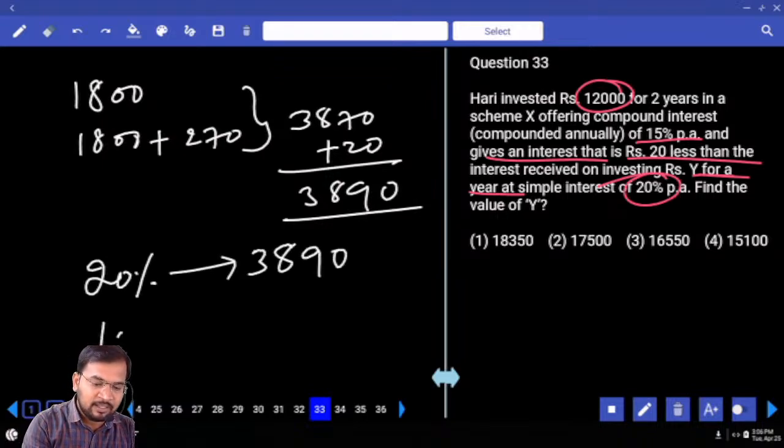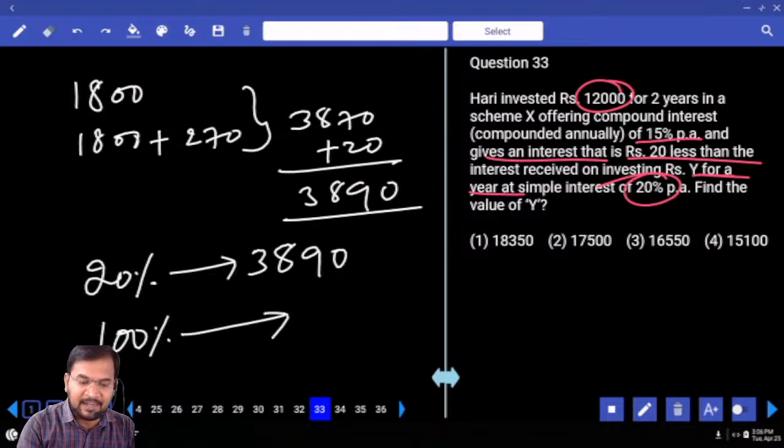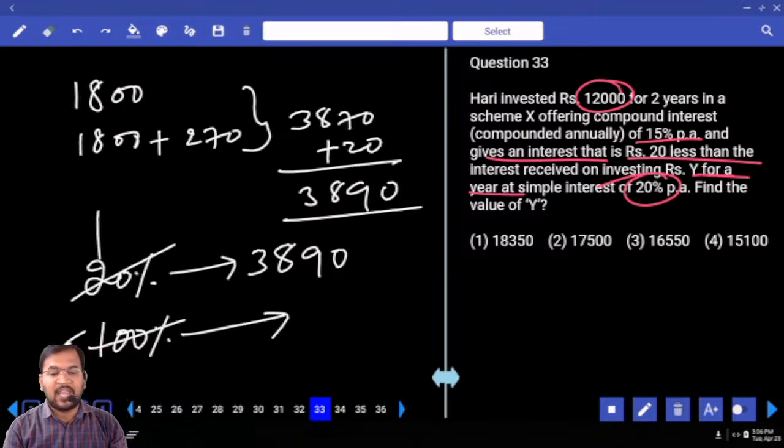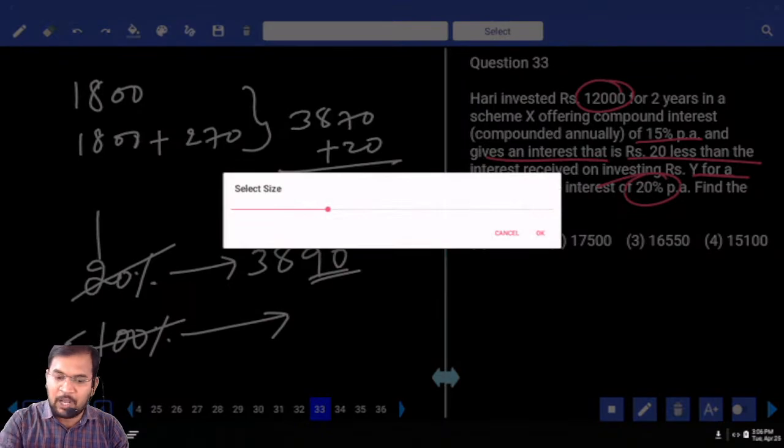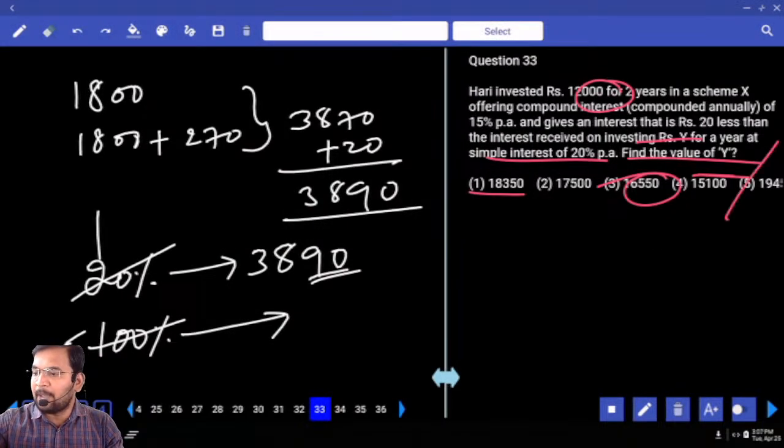Now we need 100%, so 5 into 3,890. 5 into 90 ends with 450. How many options end with 450? Only one option, option 5. So no need to take the entire value. Otherwise 5 into 3,890 is 19,450. All of you clear? So no need to solve. Shall I go for the next question?